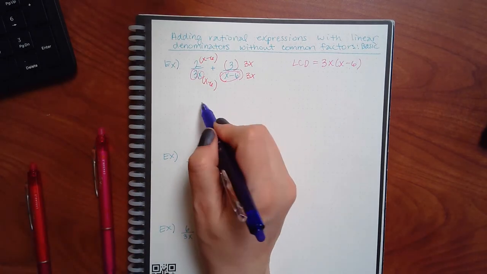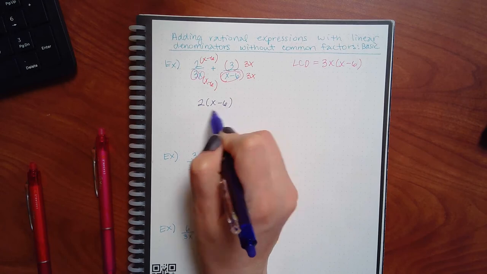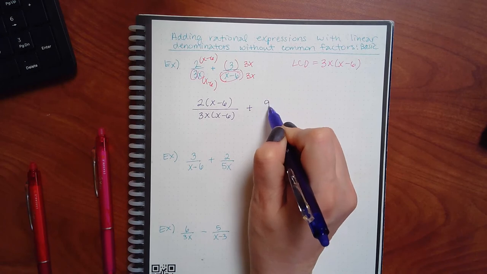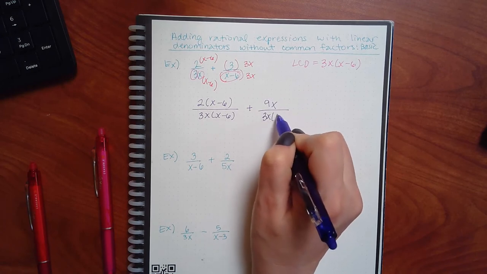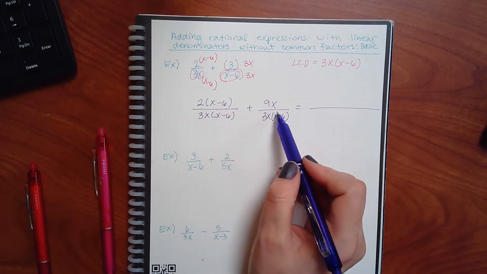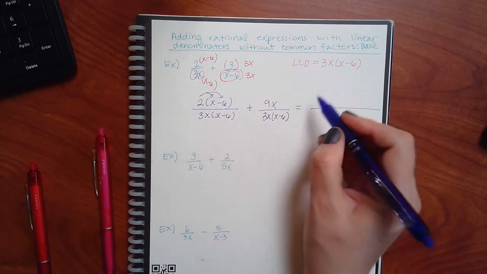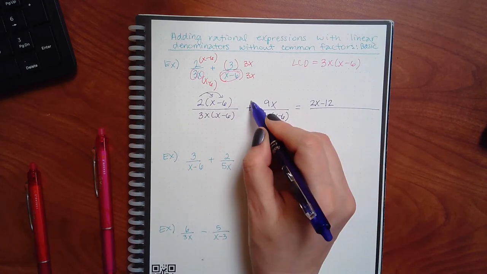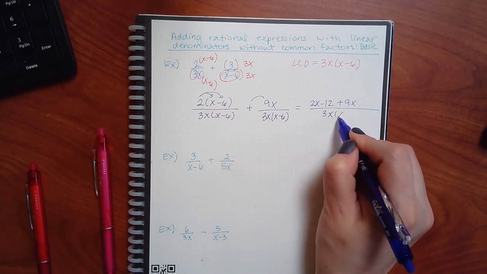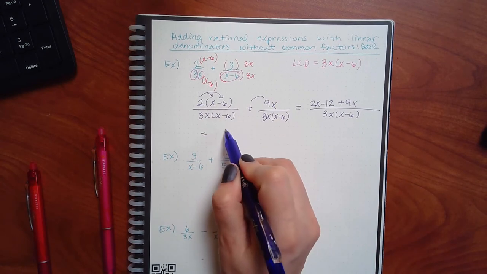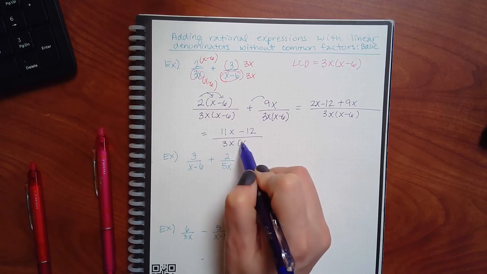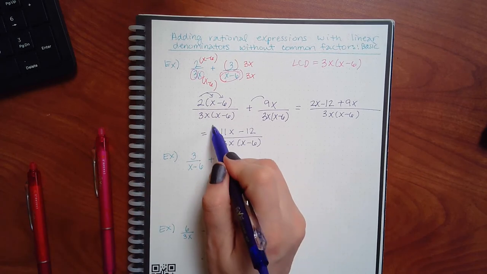So when I do that, I actually have 2 times x minus 6, and then I have plus 3, 9x, and I could put it together, but I have to remember to distribute everything. So the 2 has to get distributed. 2x minus 12. The positive is not really going to change that. It's going to stay positive, and then the bottom stays the same. But that gives me 11x minus 12, which cannot be factored, which means I cannot simplify this.